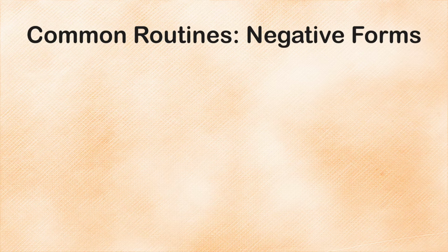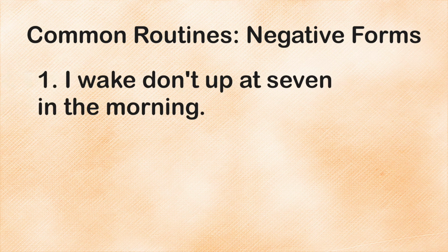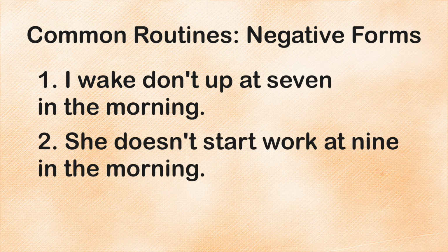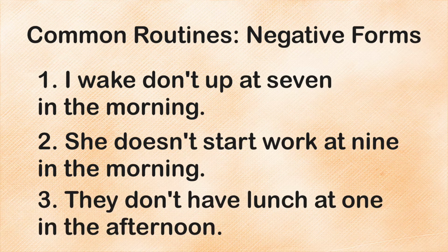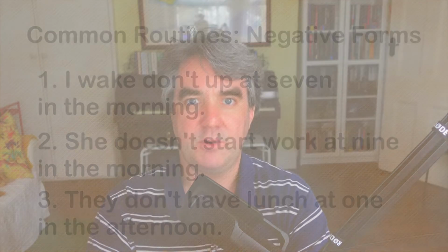If we were going to change these habitual, frequent activities to a negative form, here is what we would include. I don't wake up at 7 in the morning. She doesn't start work at 9 in the morning. They don't have lunch at 1 in the afternoon. The auxiliary verb changes depending on whether it's first or third person. We obviously use the auxiliary verb in the negative form.